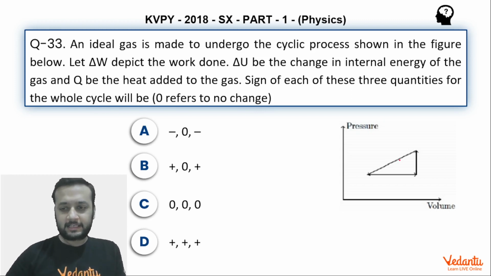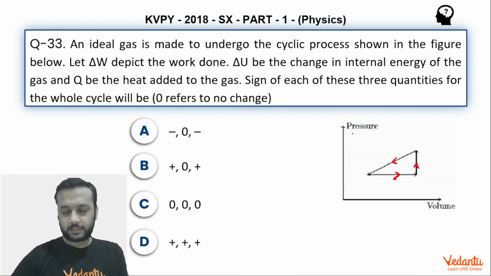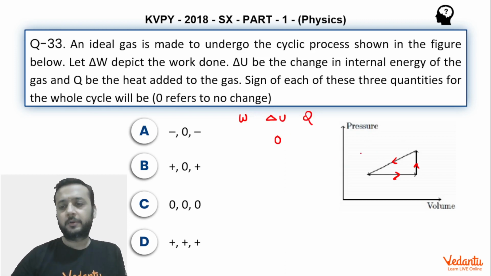So an ideal gas is undergoing a cyclic process, which is represented by this sort of triangle over here. You can see the pressure-volume curve of this. We have to comment upon the sign of work done, delta U and the heat supplied in this gas. We know that in a cyclic process the change in internal energy is zero, because the initial and final states are same. Delta U is a state function, so we can say that delta U is definitely zero.